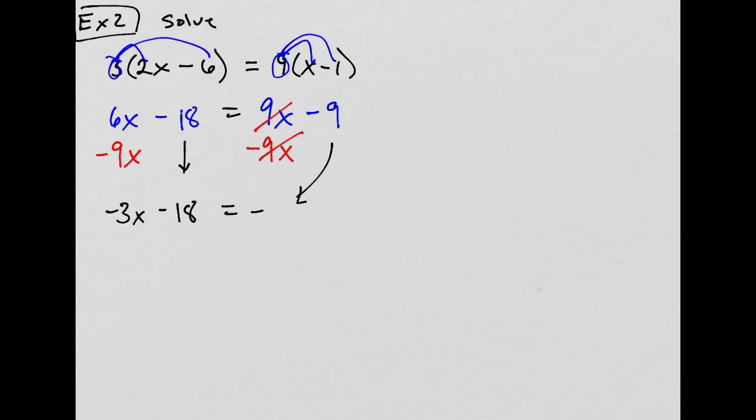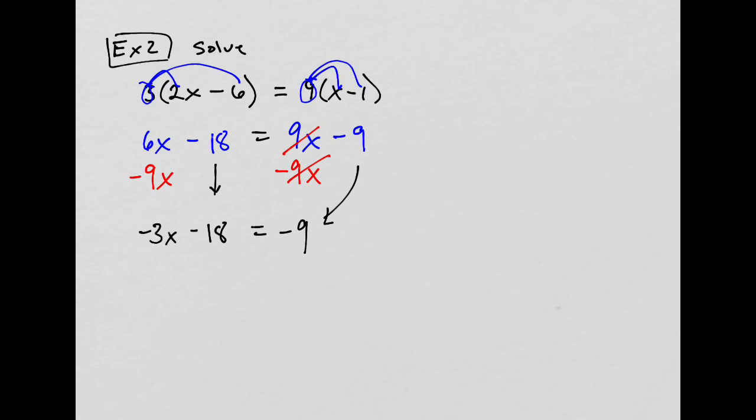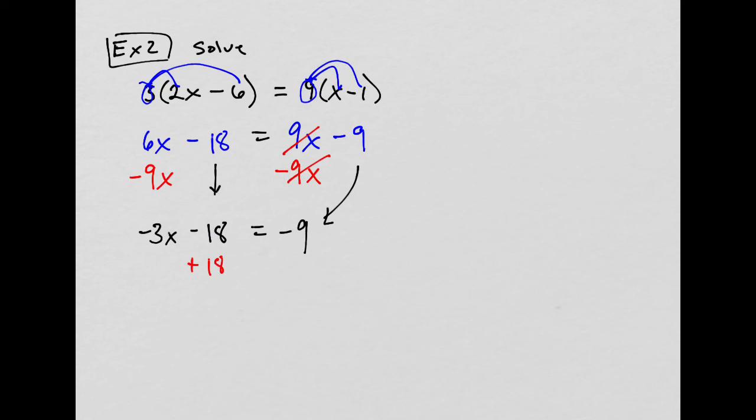And then the last step, pretty simple, solve the two-step equation. So let's do that. You start on the side with the variable. You work on the number that's farthest from the variable. So I would do the opposite to this, which means add 18, and I would do it to both sides. That goes away, leaving me with negative 3x. Bring down my equal sign. And then negative 9 plus 18, that's positive 9, because I have more positives than negatives.